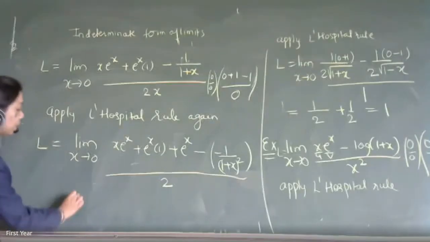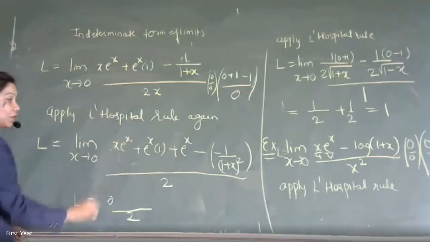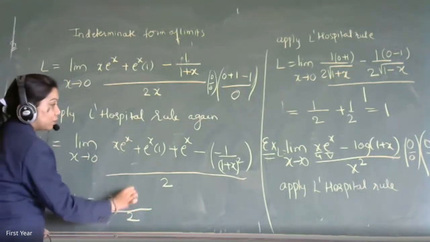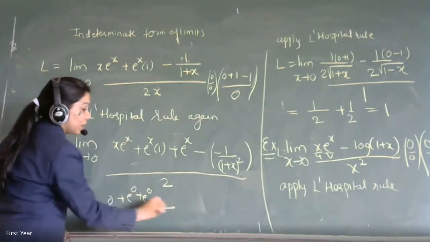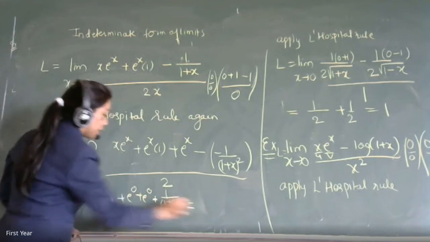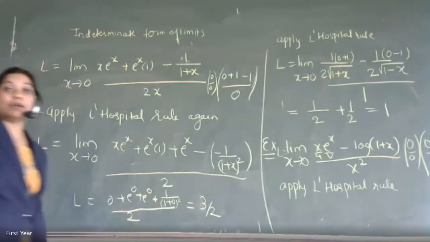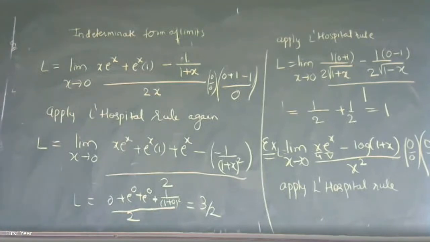Clear? Yes, ma'am. Okay. So what's your answer then now? L is equal to denominator is 2, numerator is, 0 into e raised to 0 is 0, plus e raised to 0 plus e raised to 0, minus of minus plus 1 upon 1 plus 0 the whole square. That is 1 plus 1 plus 1, 3 by 2. Okay? Yes, ma'am. Clear everyone? Yes, ma'am. Okay, fine.